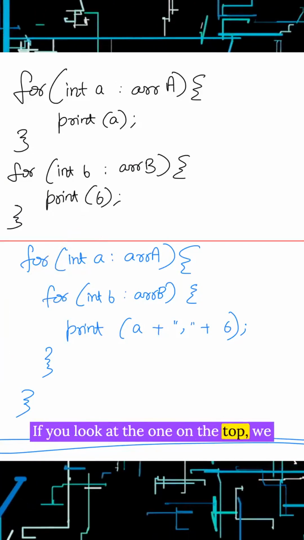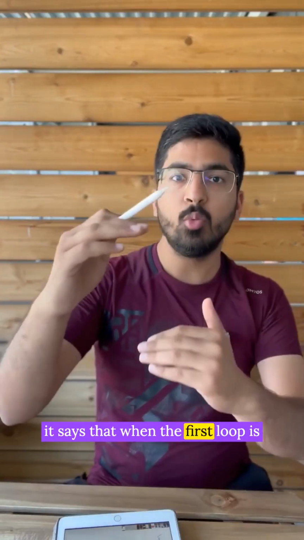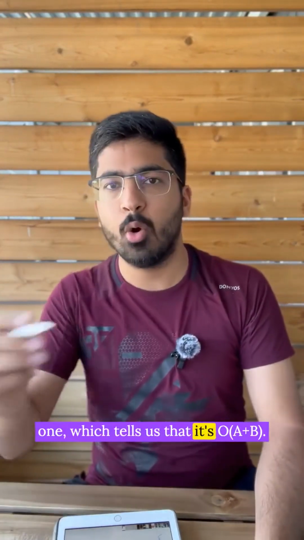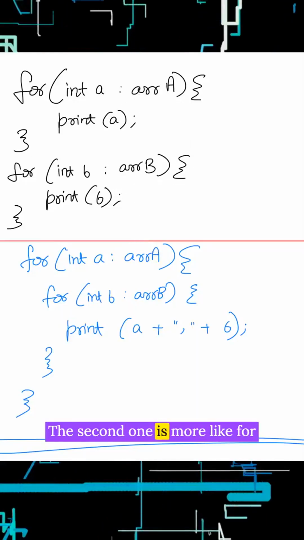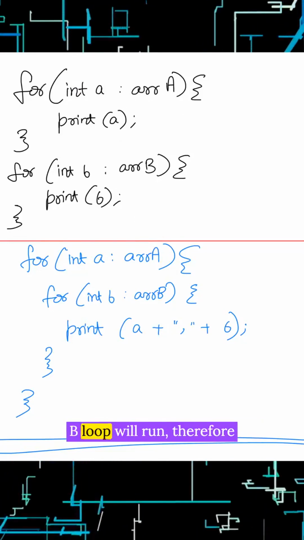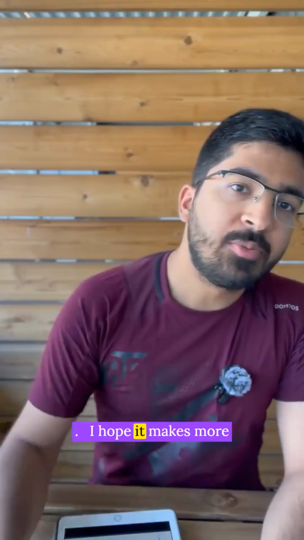If you look at the one on the top, we have two for loops over here. It says that when the first loop is complete, only then start the second one, which tells us that it's O of A plus B. The second one is more like for every time A runs, the complete B loop will run. Therefore, telling us that it is A multiplied by B. I hope it makes more sense to you now.